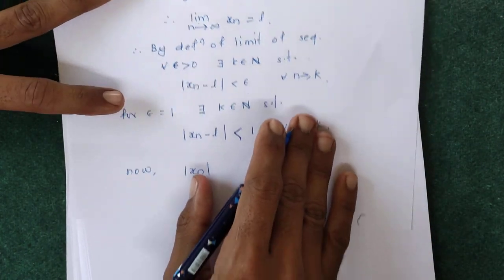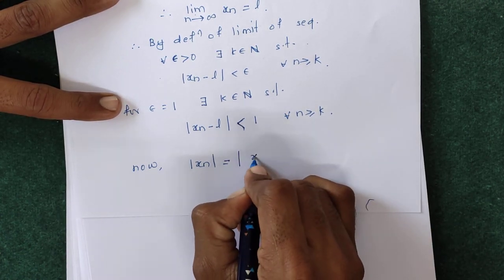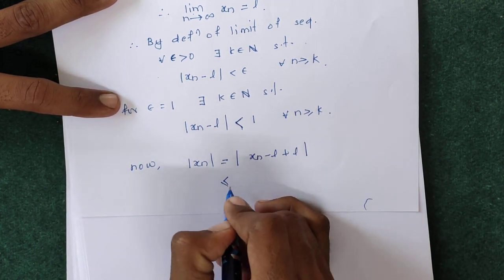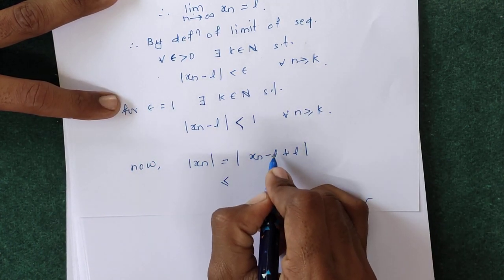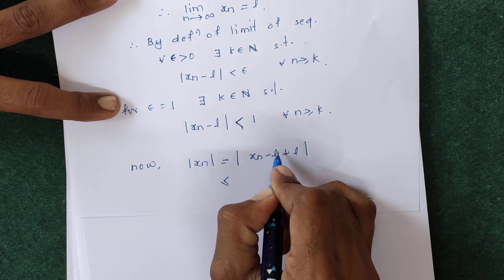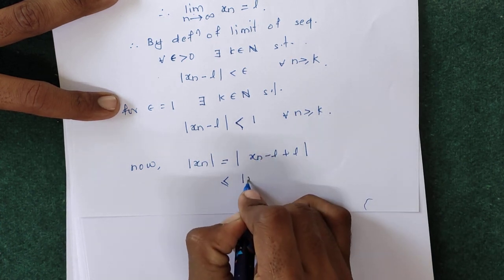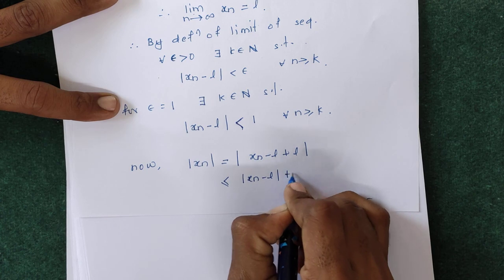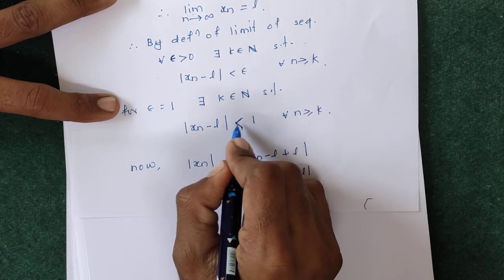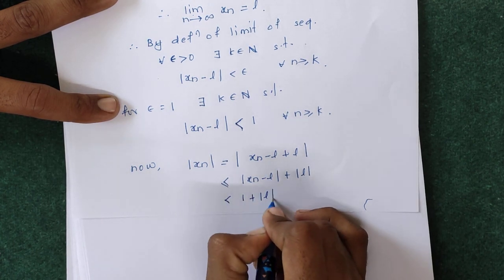Now we will take the mod of xn. We can write mod of xn is equal to mod of xn minus L plus L, just adding and subtracting L, there is no difference. Now we can use the triangle inequality. Let xn minus L equal A and L equal B. We can write mod of A plus B is less than or equal to mod A plus mod B. Now this mod of xn minus L is strictly less than 1, so we can write 1 plus mod L.